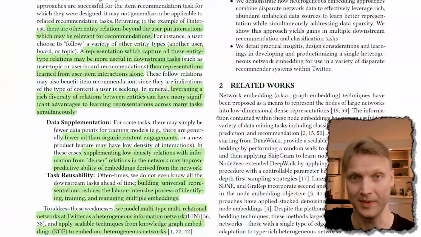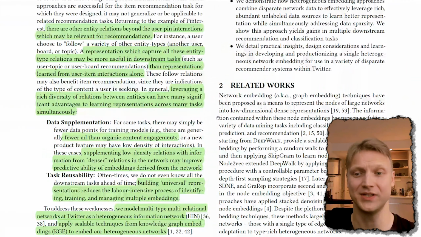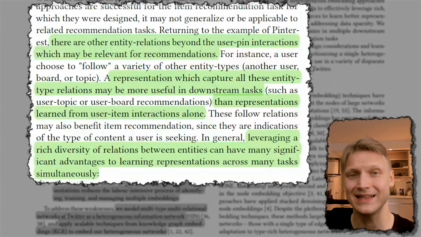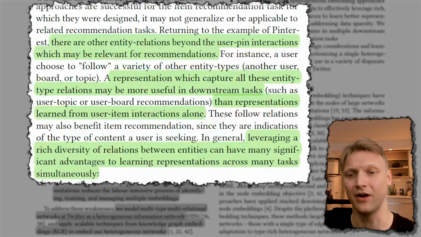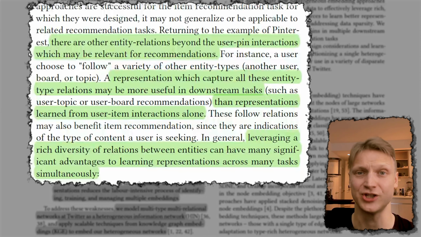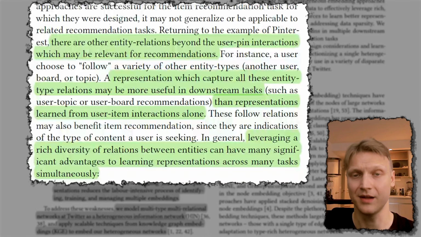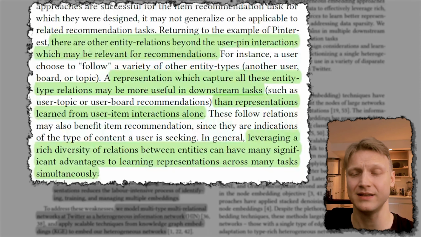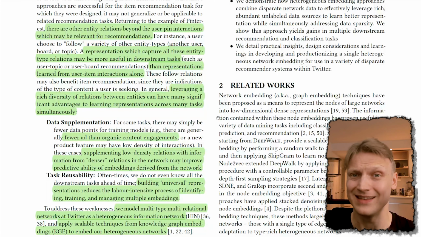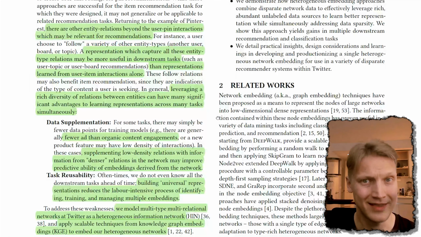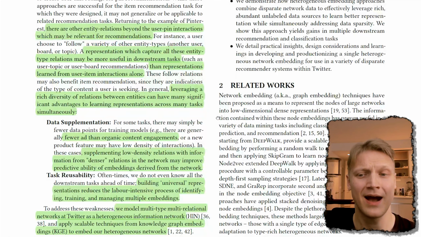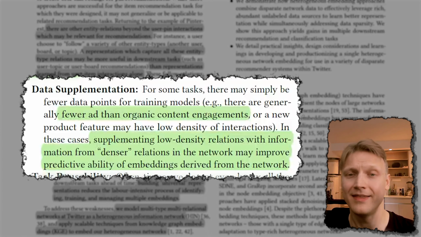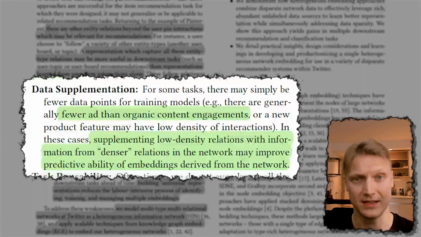There are a couple of arguments they make towards using a rich diversity of relations between entities, and they are: first, data supplementation. That is when there is not enough data points about a particular relation, but there is a need to make a recommendation. Say you're not hitting advertisement links too often, but someone from your circle of trust in fact hits the links quite often and you engage with them somehow.